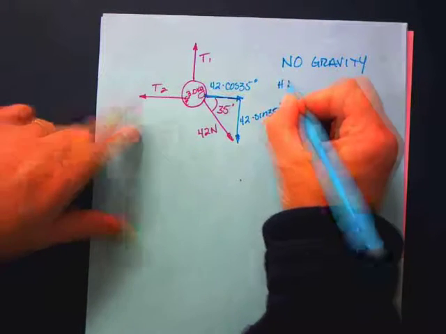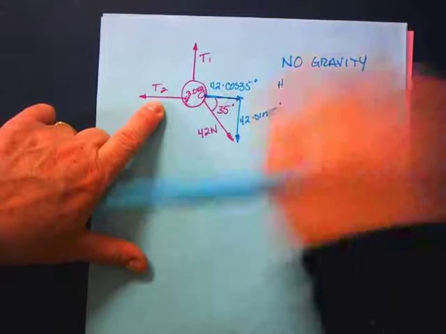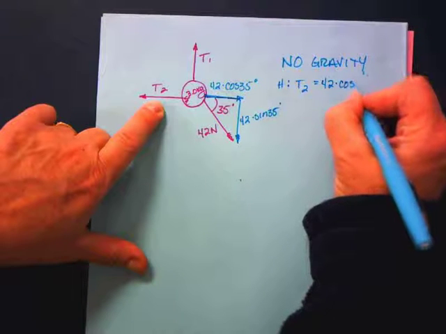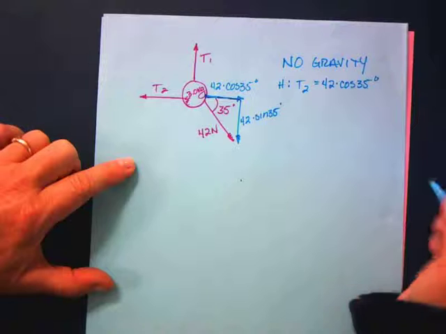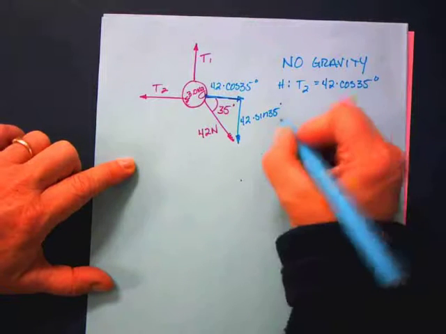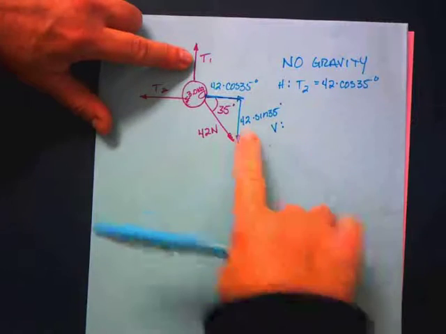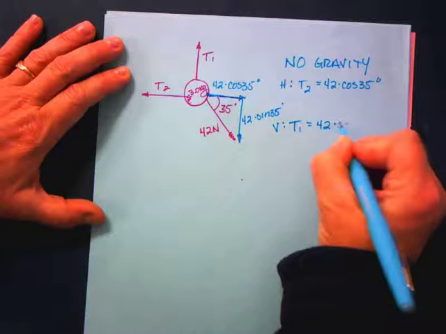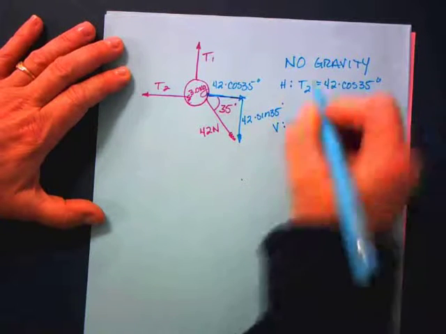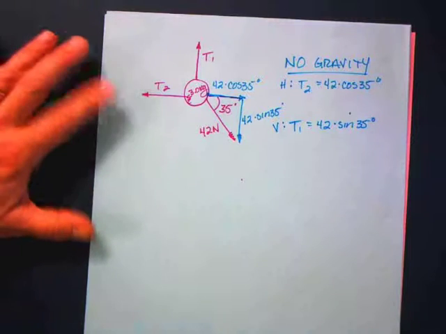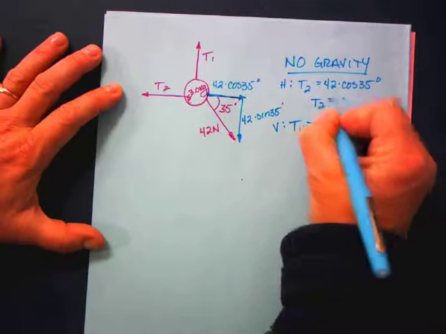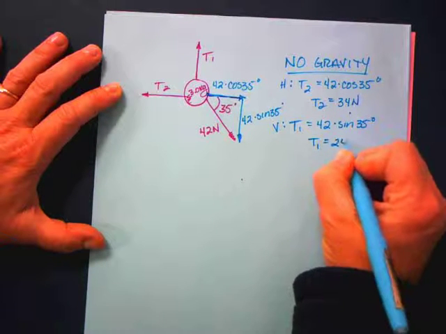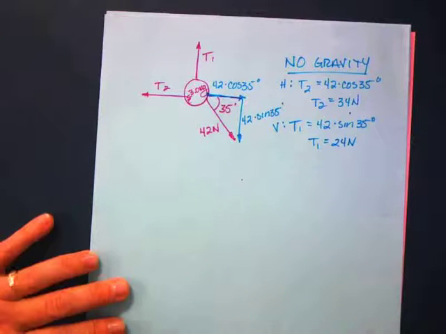So in no gravity, the horizontal equation will be left equals right. So T sub 2 equals 42 times the cosine of 35 degrees. Now you can solve for T2 there, right? And vertically, ups will have to equal downs. So that means that T1 equals 42 times the sine of 35 degrees. So if you solve this as if it were out in space, the answers would be 34 and 24 newtons. So I would accept that.